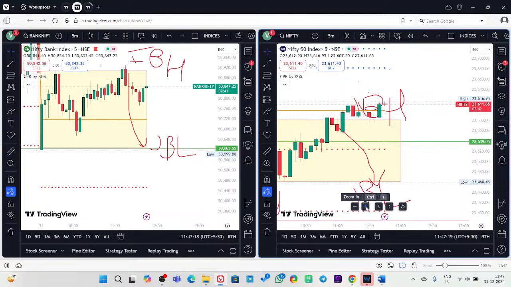Why is it called waiting? Wait for the price to come to your location. Wait for the price to reach your target. Wait for the price to reach your SL. In between, you should not do anything.